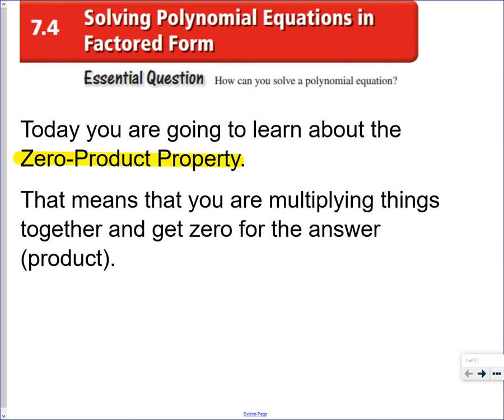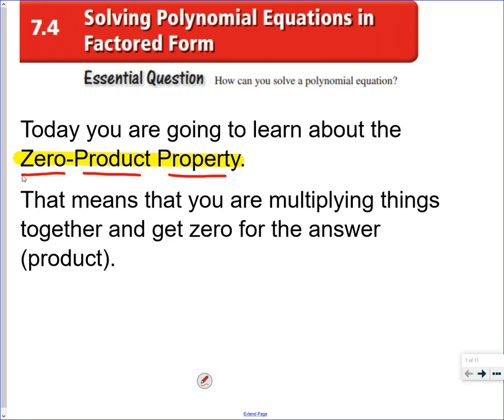Algebra students. Today we're going to be working with polynomials again. And you can see up at the top it says that we're going to be solving polynomial equations in factored form. You don't know yet what factored form is. We'll be teaching you that in the next couple of lessons. But for right now, what we need to focus on is this thing called the zero product property.